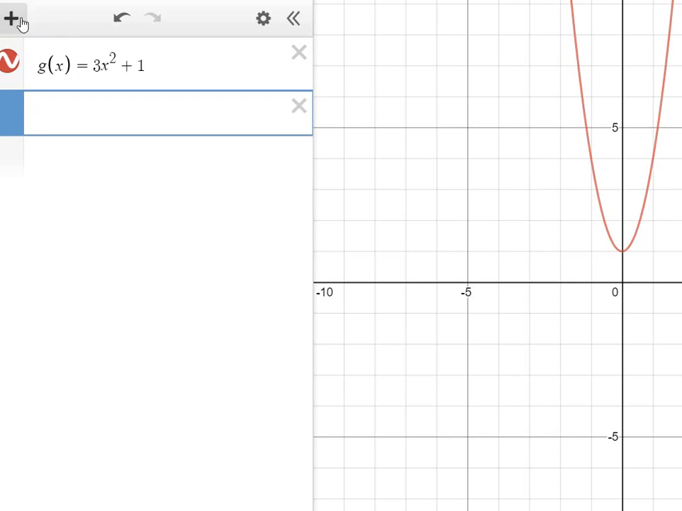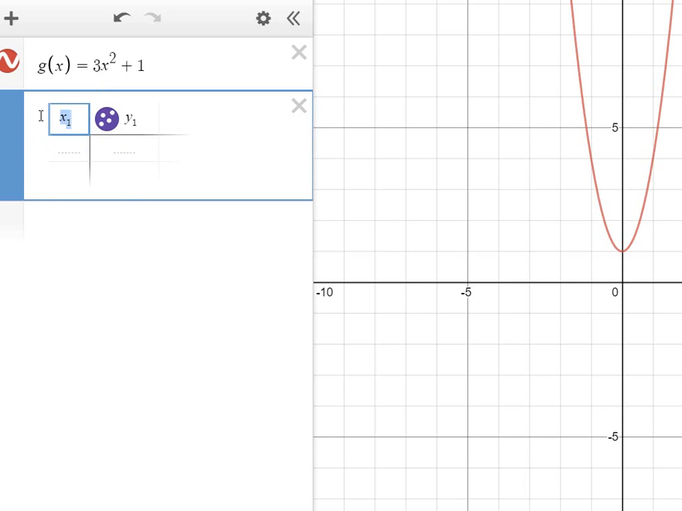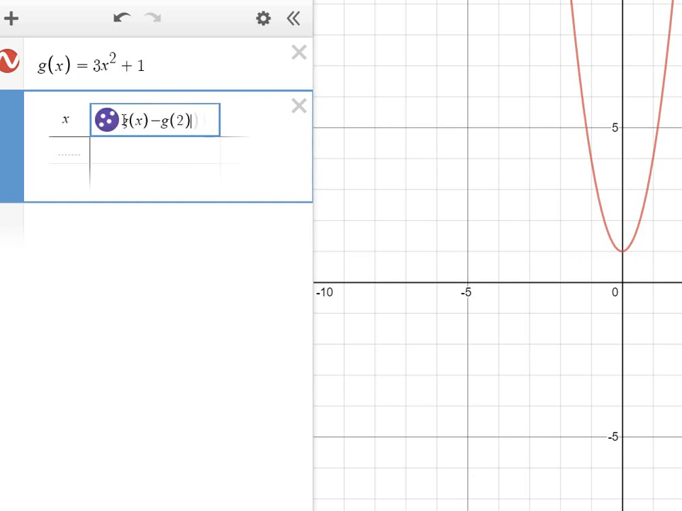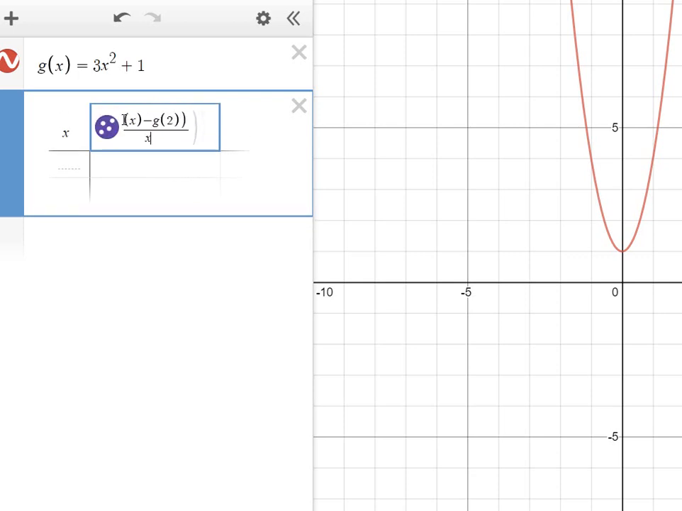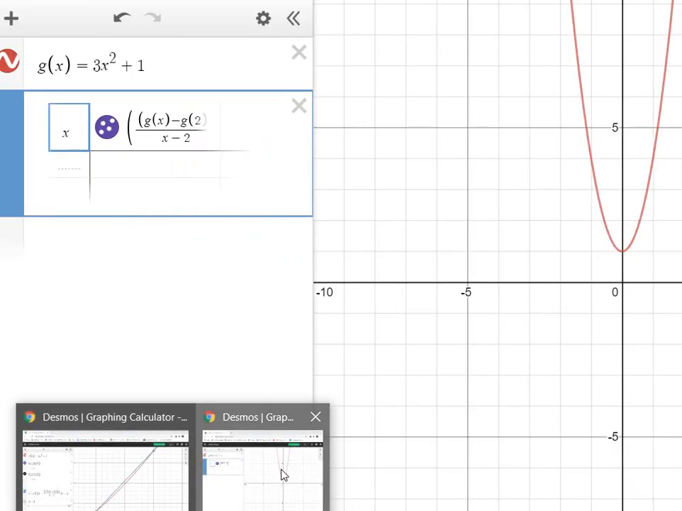Now, after you enter in your function, you're going to go to plus, table, and we're going to change this x sub 1 to just x. And we're going to change this y value to g of x minus g of 2, divided by x minus 2. The reason we entered it like that is because if we go back to the problem, notice that it's our b value that's changing all the time. The 2 stays constant, so we're going to let that b value be this variable x.